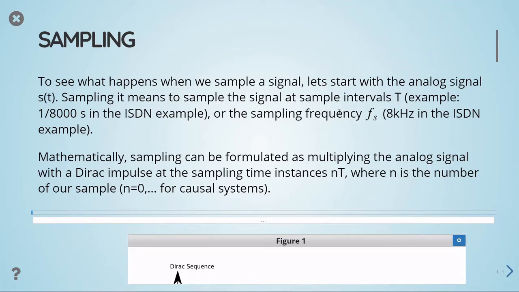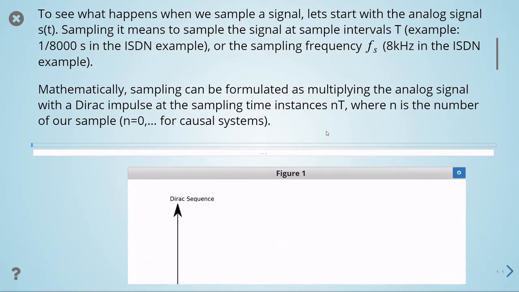And mathematically, sampling can be formulated as multiplying the analog signal with a Dirac impulse at the sampling time instance n times capital T, where n is the number of our sample. For a causal system, n starts at 0, and T is the sample interval.